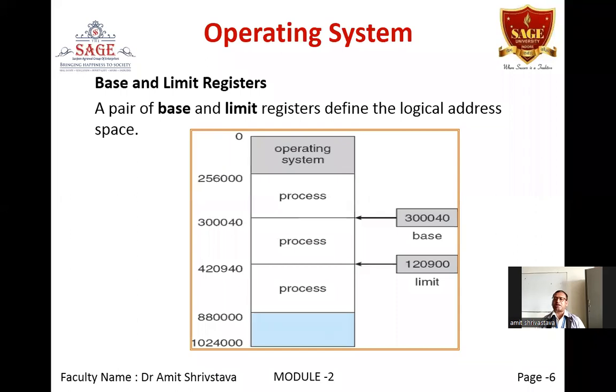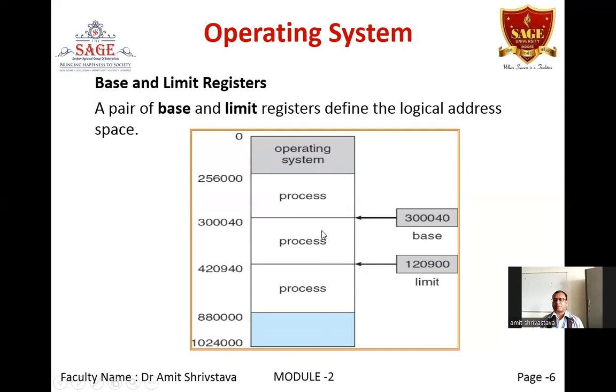Base and limit registers are the two basic registers which are required for protection of different processes. They work like this. The base register holds the base address of our process. For example, in this process, our process is starting from memory address 30040, so the base register will be holding that. And the limit register is the length of the process. So this 120900 is obtained by subtracting this 30040 from 420940.